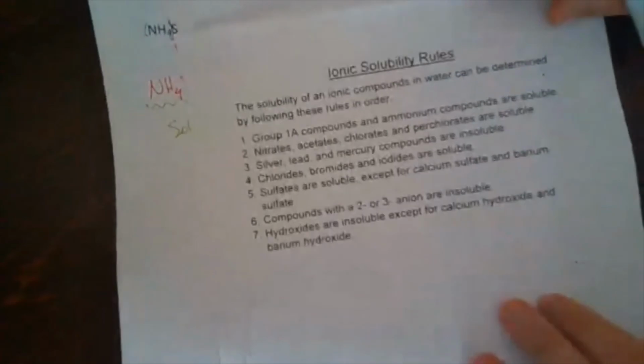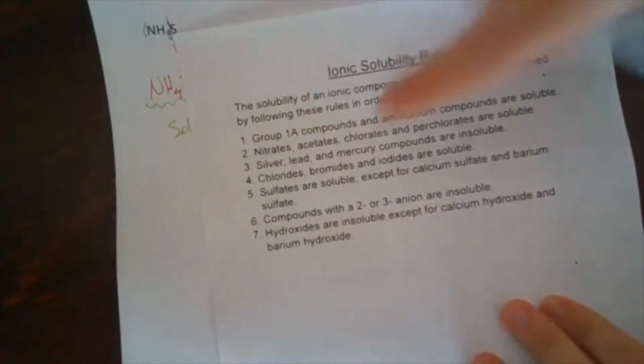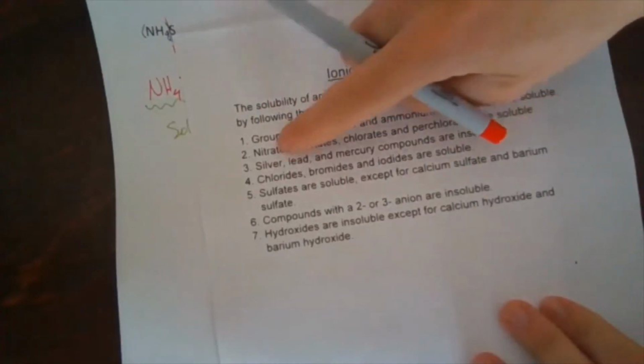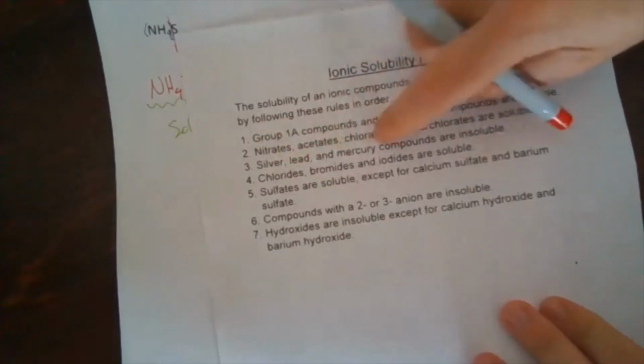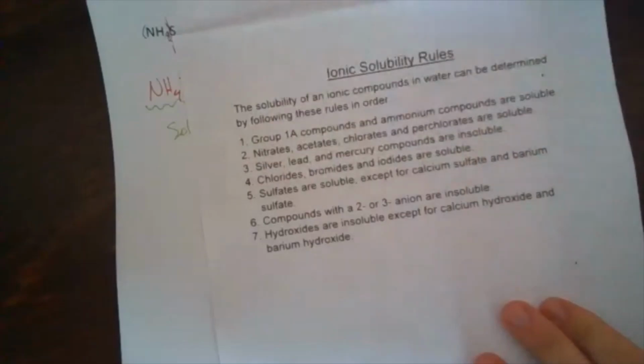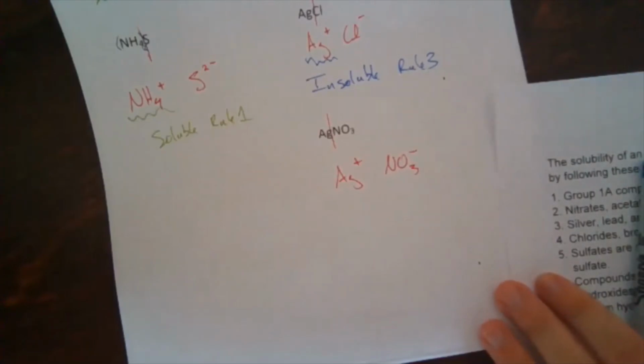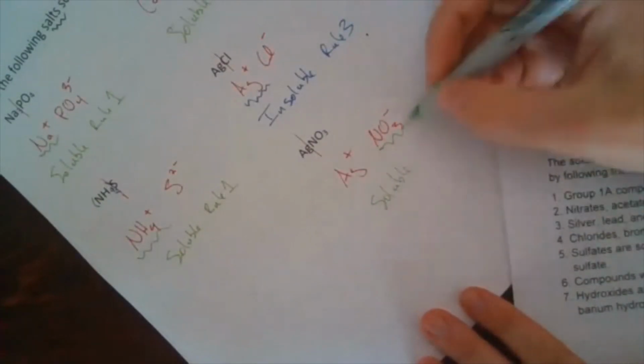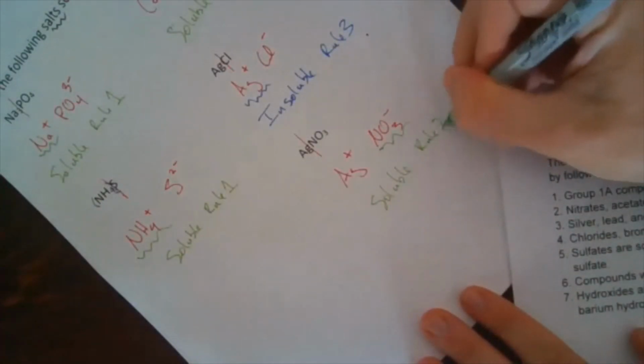We're going to return to our rules. Group 1A compounds, no, it's silver. It's not ammonium. Nitrates, acetates, chlorates, and perchlorates. ATE, that's a polyatomic ion featuring nitrogen. This right here is called nitrate. Nitrates have a really high desire to be dissolved. This compound is soluble by rule 2.